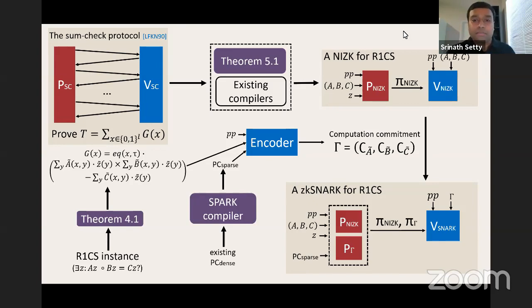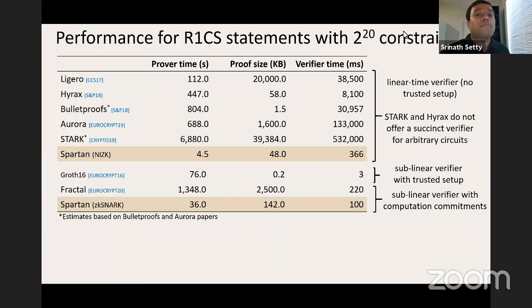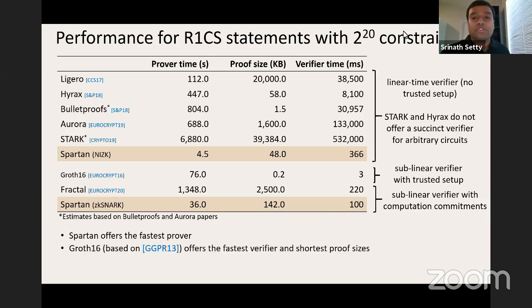We implemented the scheme, and here's a table that depicts the performance of Spartan and compares it with existing schemes. There are three takeaways here. First, Spartan offers the fastest prover. Second, Groth16, which requires a trusted setup, offers the fastest verifier and shortest proof sizes.